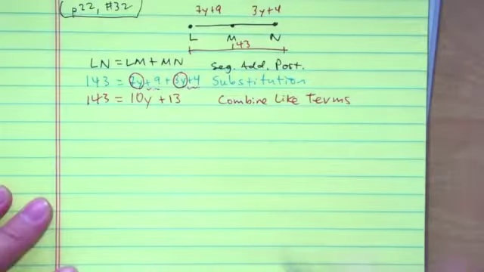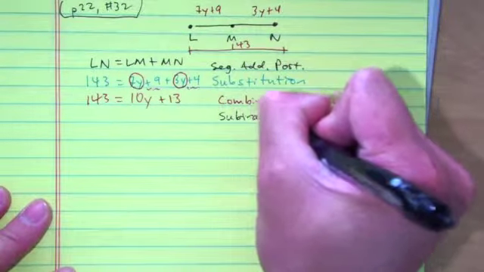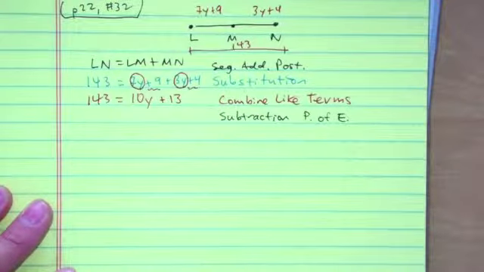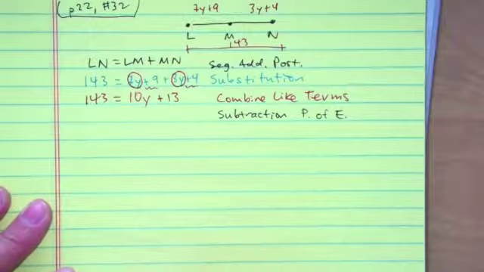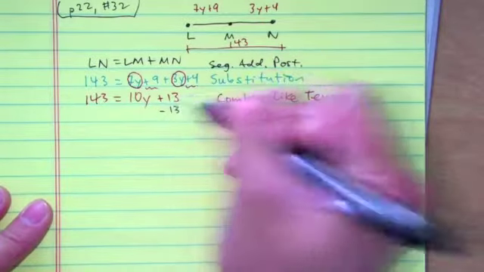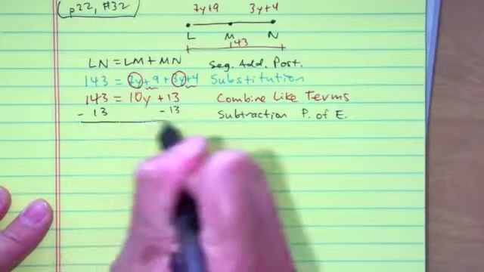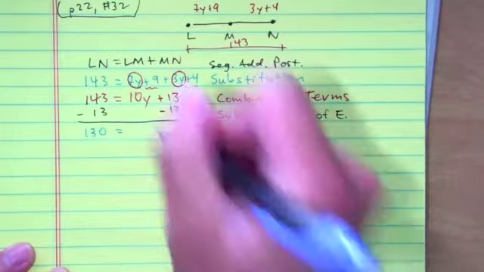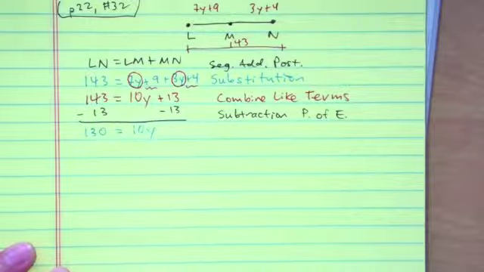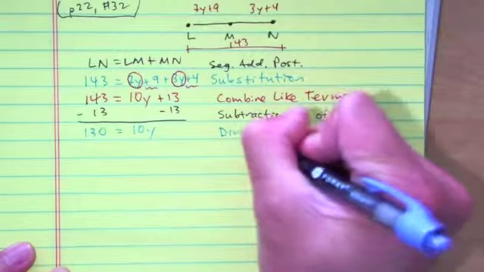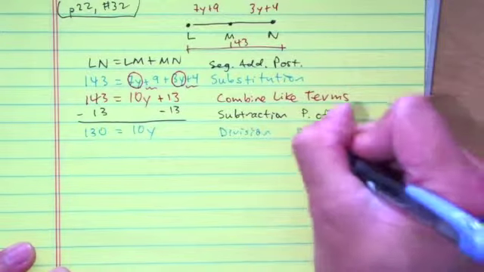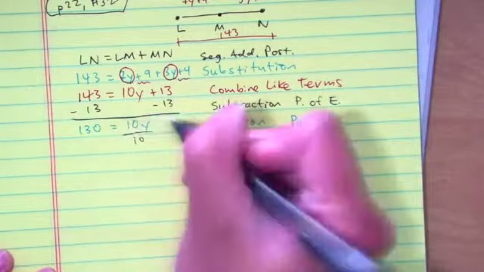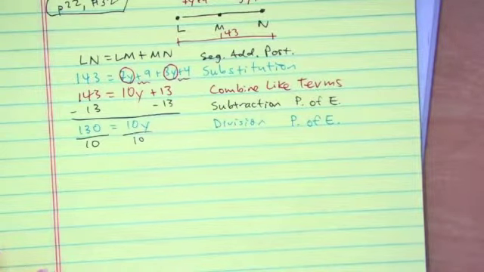So I'm just going to write this word, subtraction property of equality. That's a fancy word we'll be using in chapter 2, section 1. So what am I going to subtract, class? 13 from both sides. They're both constants. What am I left with? 130 equals 10y. What math operation? So we just call that division property of equality. So I divide both sides by 10. y is equal to 13.